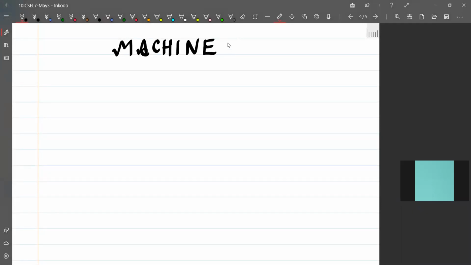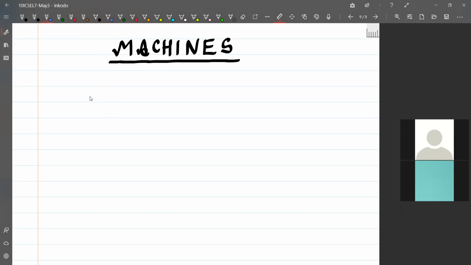Can anybody tell me the definition of machine? A machine has a lot of combination parts combined together to carry out a certain function. That is a correct definition.